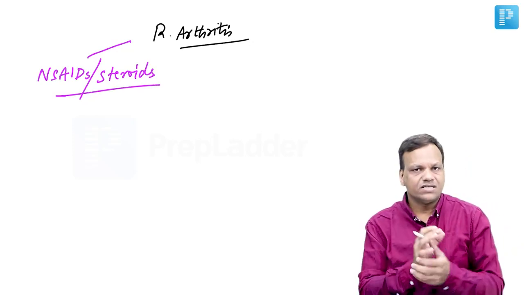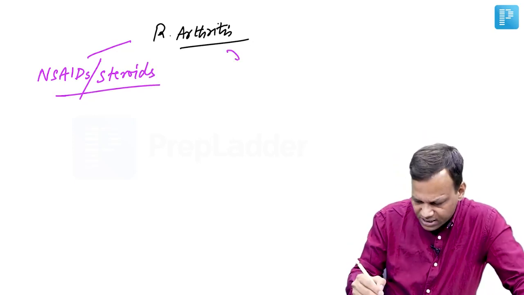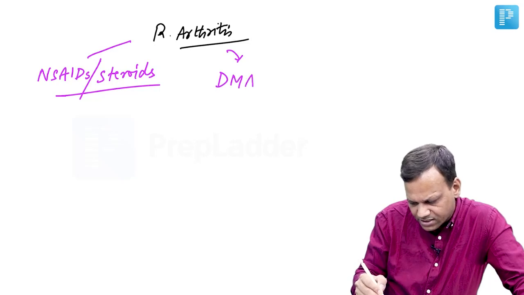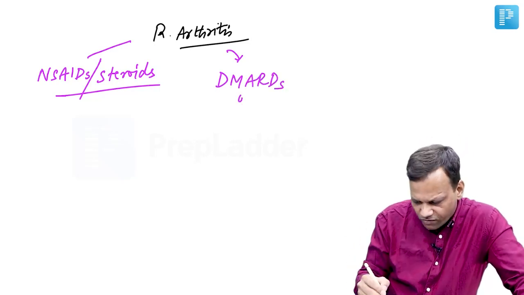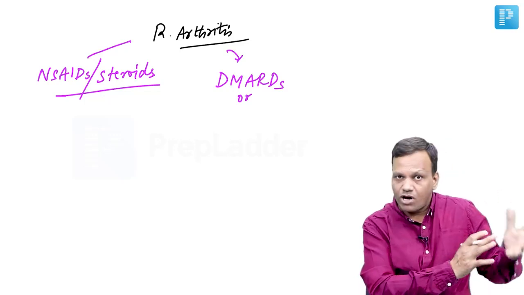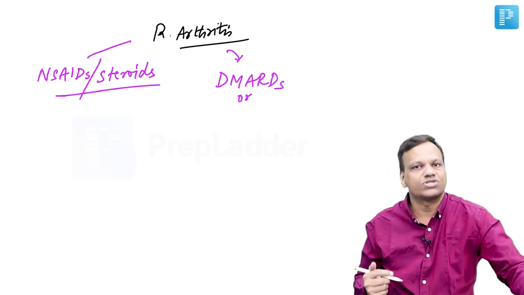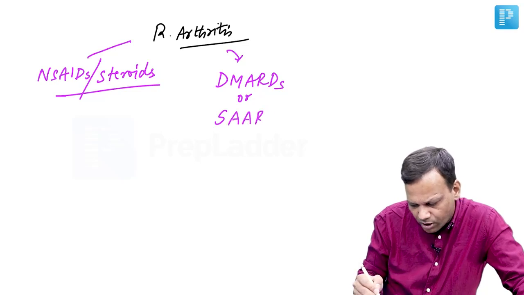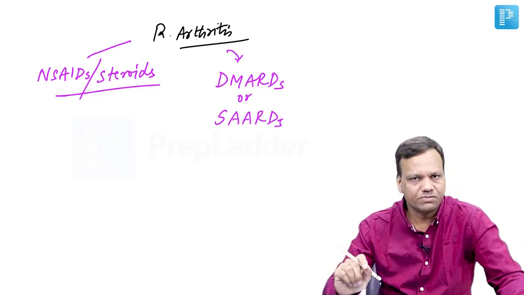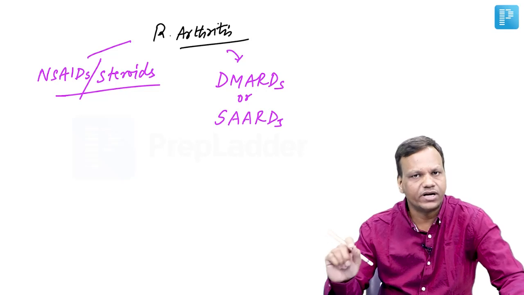But these drugs do not decrease progression of the disease. So for decreasing the progression of disease, we use another group of drugs called DMARDs, disease modifying anti-rheumatoid drugs. All of these are very slow acting. They require a minimum of 1 month, maybe 2 to 3 months to start their action. So the new name for them is slow acting anti-rheumatoid drugs. So DMARDs or SARDs are the same thing. SARD is slow acting anti-rheumatoid drug.